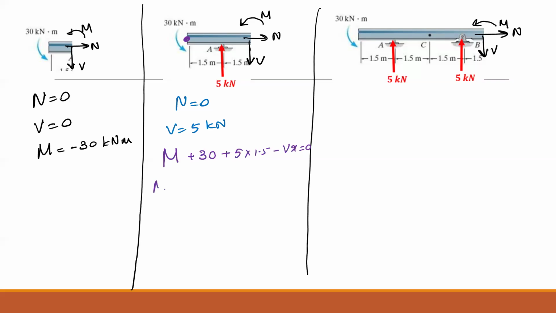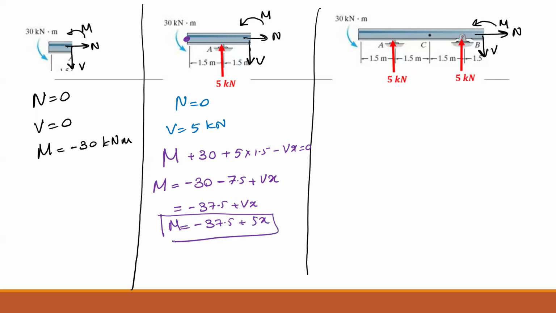We can make M the subject now. So M is -30, -5 times 1.5. So 5 times 1.5 is 7.5, plus Vx. So we can say -37.5 plus 5x. So this is my M. Do you get the same, or have I done anything wrong?